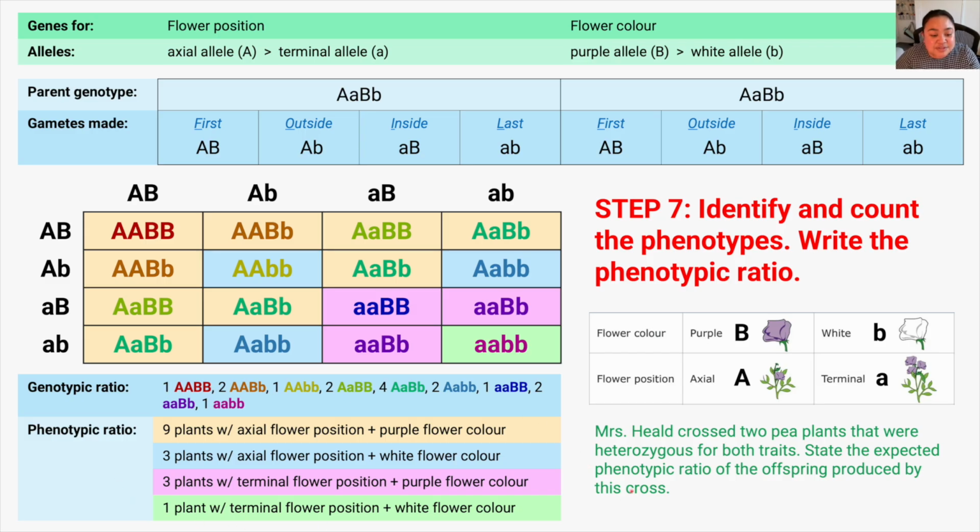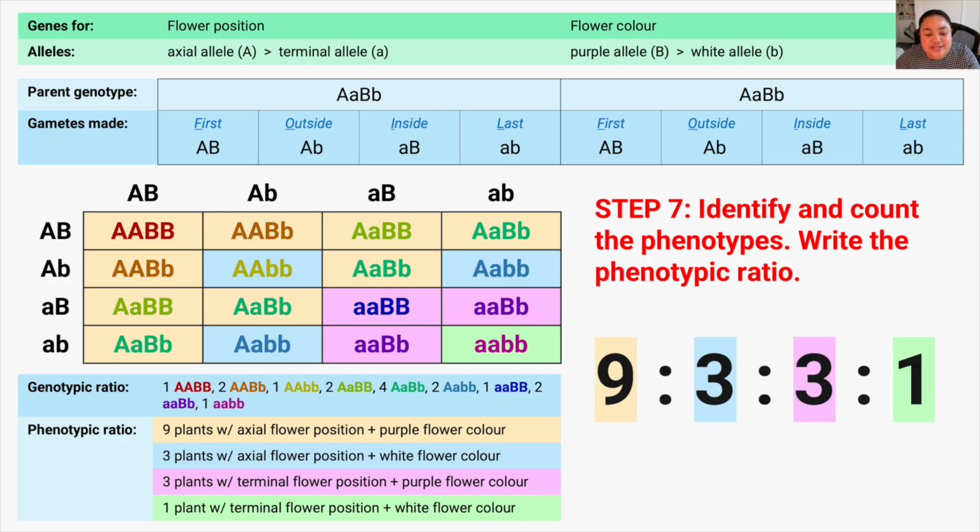This cross produces 9 plants out of 16 with axial flower positions and purple flower color. 3 plants with axial flower position and white flower color. 3 plants out of 16 with terminal flower position and purple flower color. And finally, 1 out of 16 with terminal flower positions and white flower color.